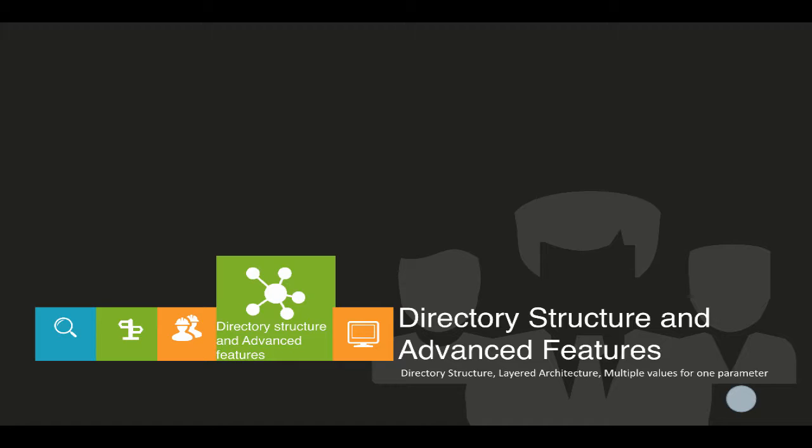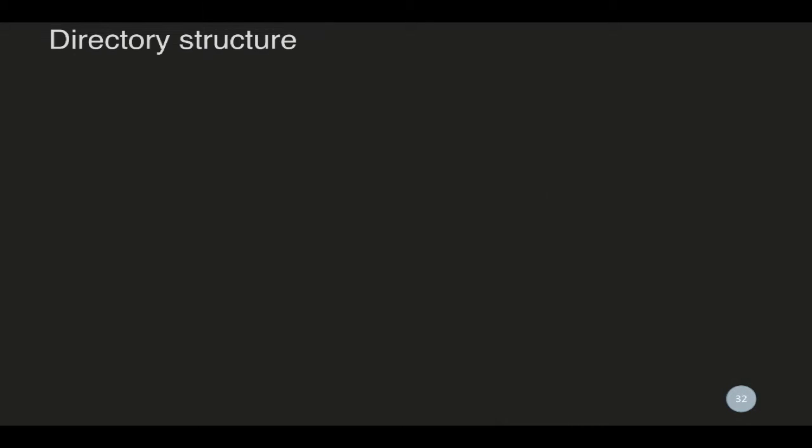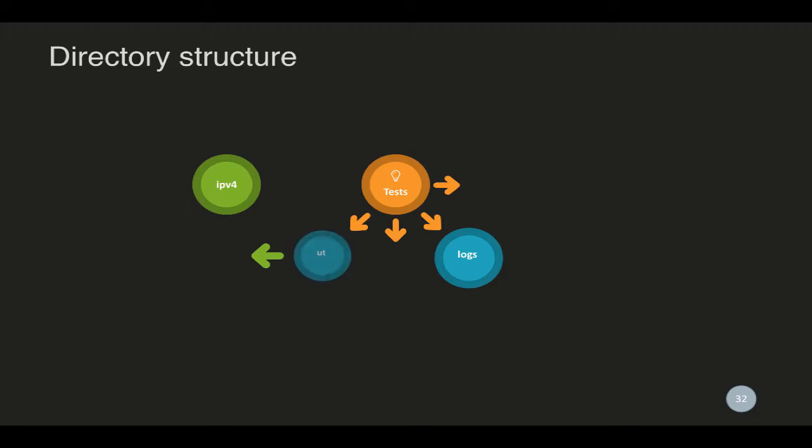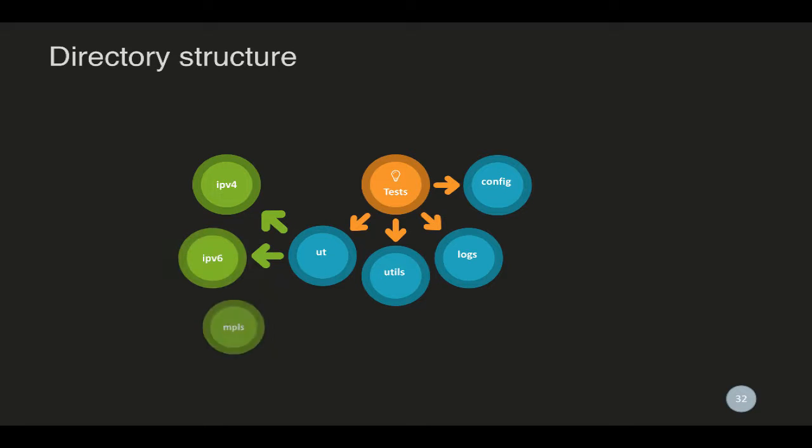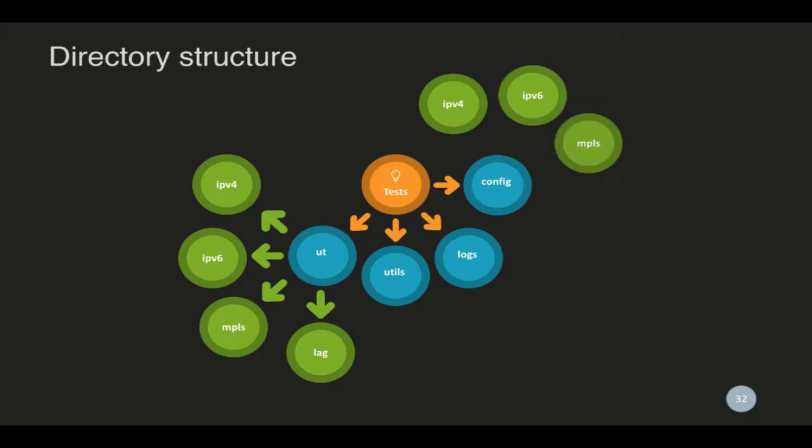So now I'll try to explain the directory structure and the advanced features. Those advanced features are namely two for now: layered architecture and multiple values for one parameter. I'll come to that in the next few slides. The directory structure is basically this, and this is what you'll be modifying or editing. You can create your new files if you want.